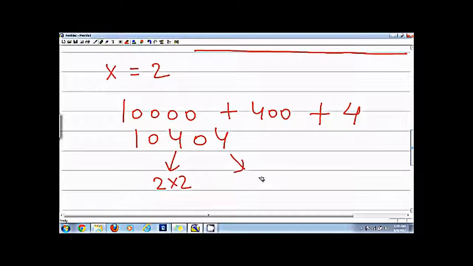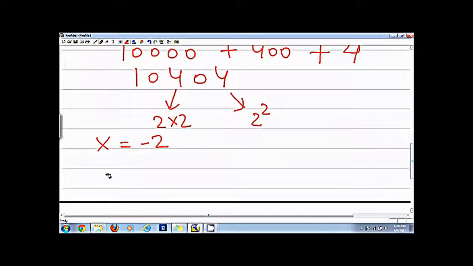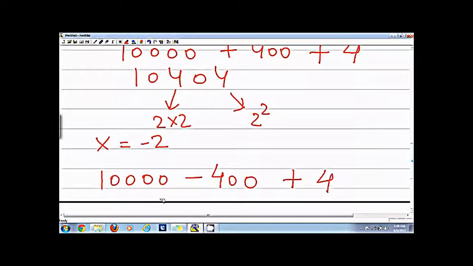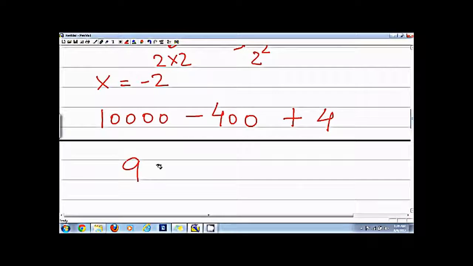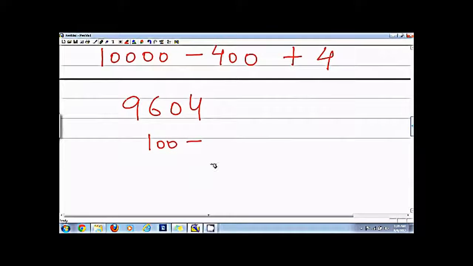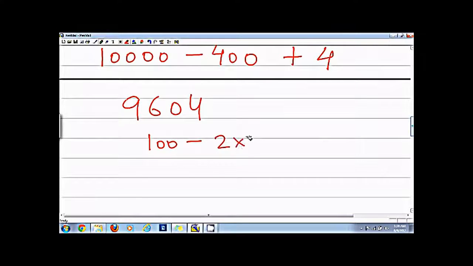Similarly, if x is equal to minus 2, in this case it will be 10000 minus 400 plus 4. So that will be equal to 9604. So again in here I have subtracted 100 minus 2 into 2, so that will be equal to 96, and then 2 square is equal to 4, so that will be 9604. So this is how the trick works.